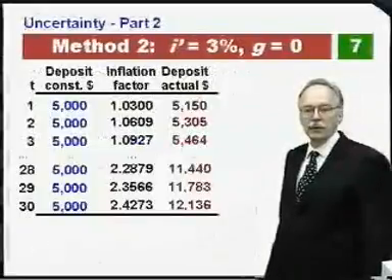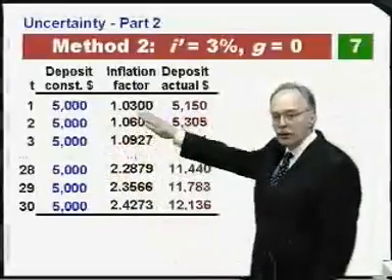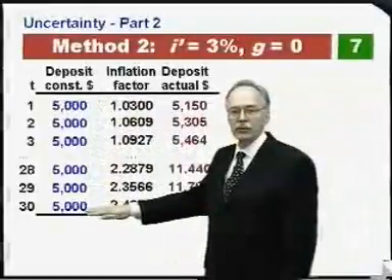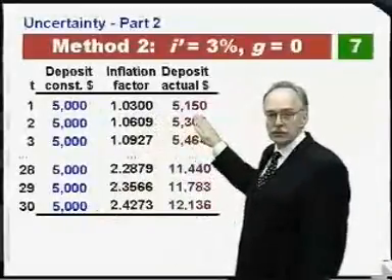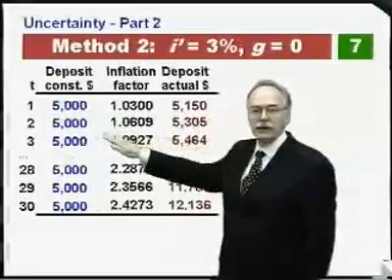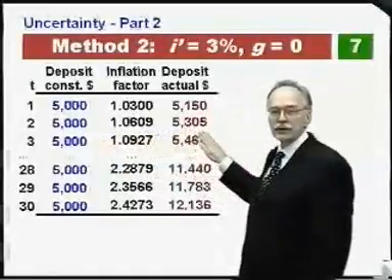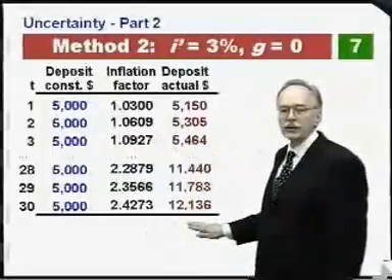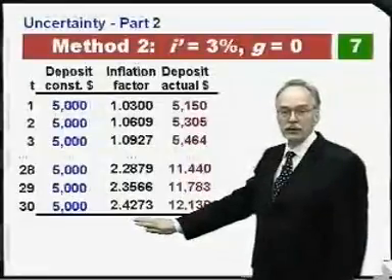Let's look at a different scenario. But before that, let's look at how we would actually analyze this using a table or a spreadsheet. What we have in the first column is our deposit series. This is in constant dollars, $5,000 per year in constant dollars. Inflation factor is 3%, so the first year we're going to deposit $5,150. The second year we take the $5,000 multiplied by 1.03 to the second power. That gives us a deposit of 5,305. And so on until the last year we're going to be depositing 12,136. This factor, of course, is 1.03 raised to the 30th power.